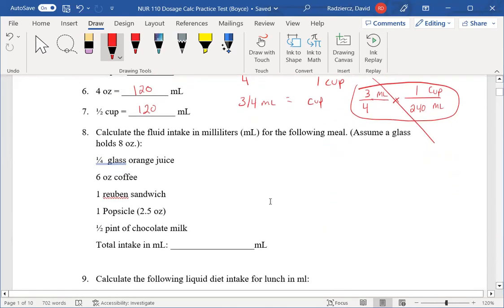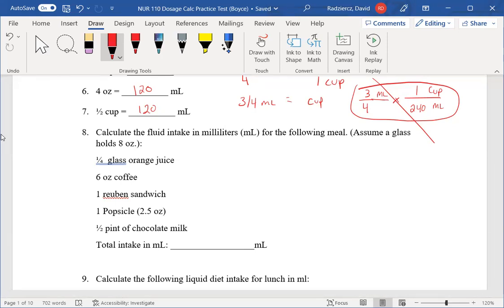So let's do some of the fluid intake questions. With these, we're converting everything that is liquid into milliliters. So the first thing, and this is one that I don't think you're going to see. I think you'd see a half glass of orange juice. I don't think you're going to see a quarter or even 3/4. But if you do, you would do this the same way.